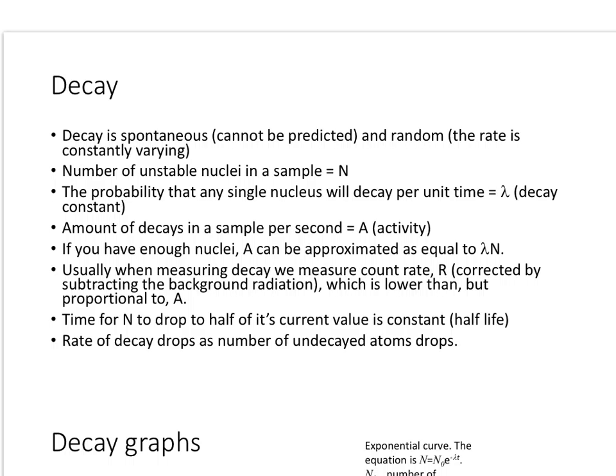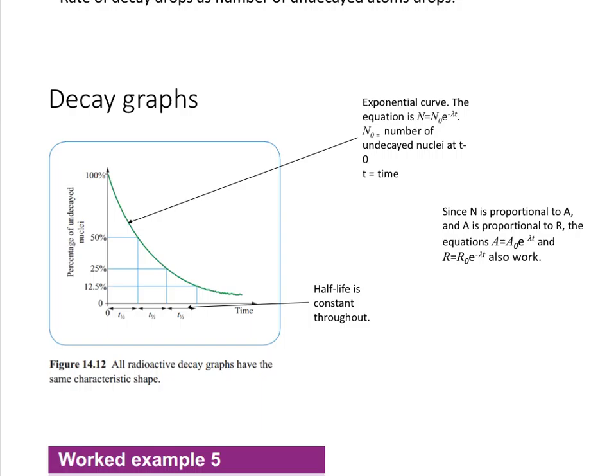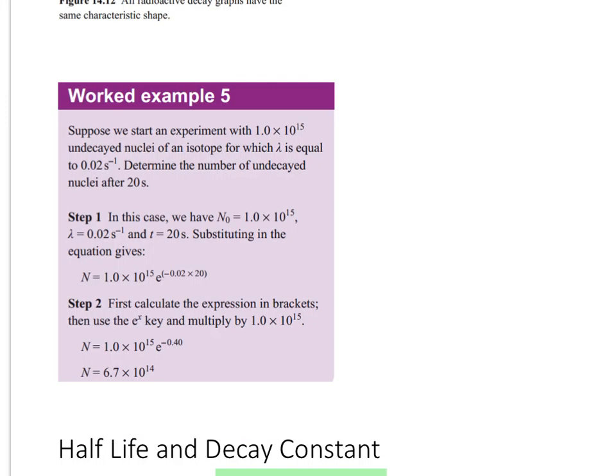The time for N to drop to a half of its current value is constant. It's known as the half-life. The rate of decay drops as the number of undecayed atoms drops. Here's an example of the decay graph. It's an exponential curve, and the equation N equals N0 e to the power of minus lambda t is used. Here is a worked example. You're given most of the figures and you just sub them into the equation to find the answer.